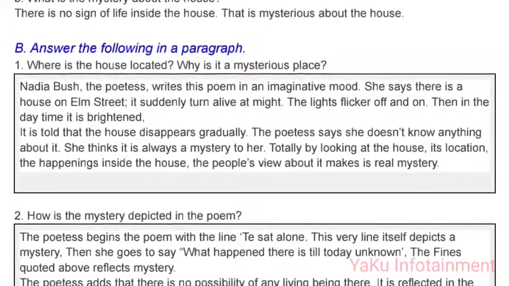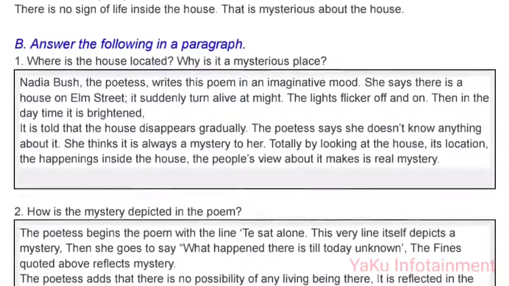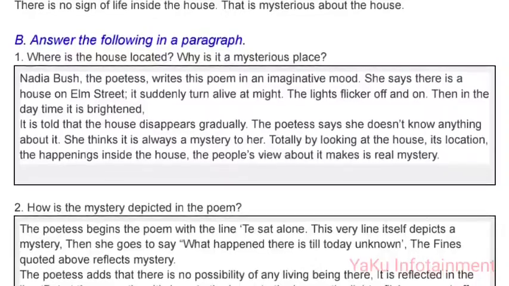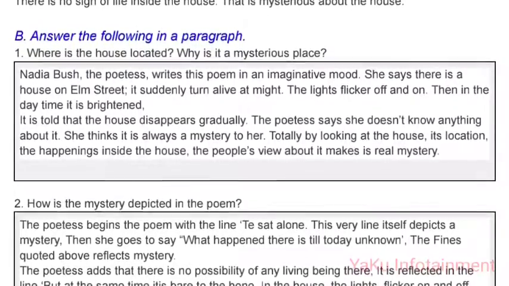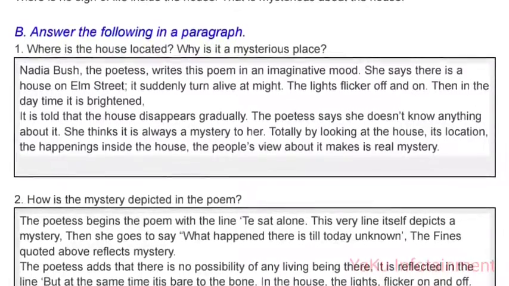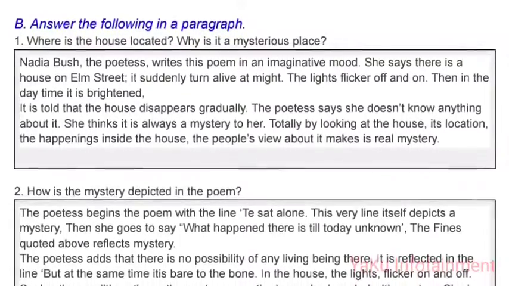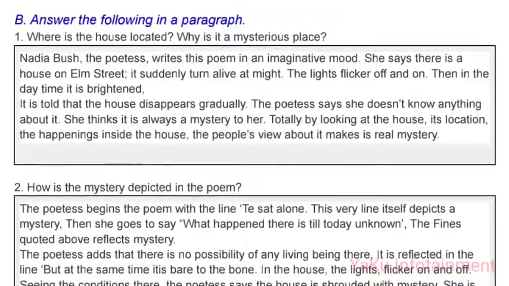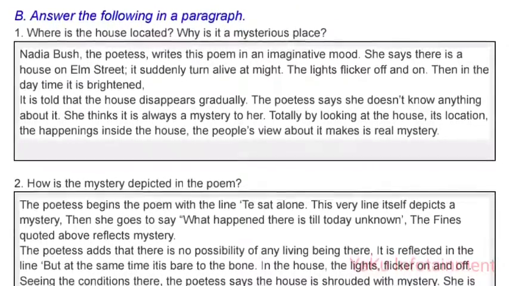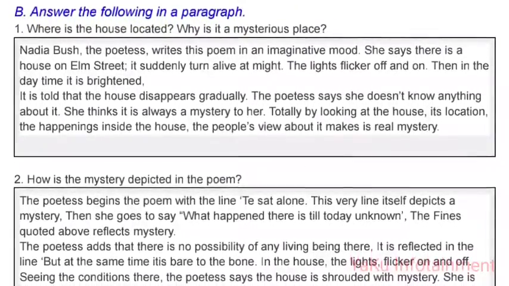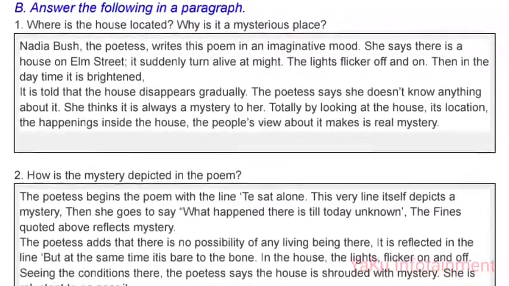It is told that the house disappears gradually. The poetess says she doesn't know anything about it. She thinks it is always a mystery to her. Totally, by looking at the house, its location, the happenings inside the house, and the people's view about it, it makes a real mystery.